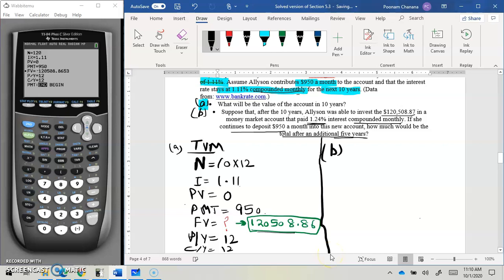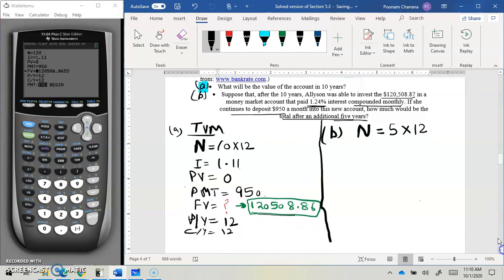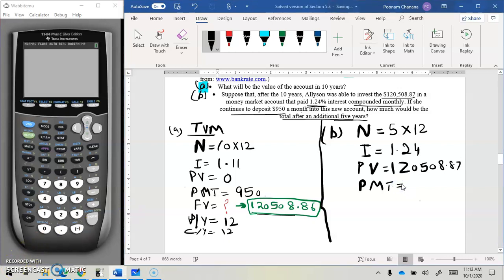Part B, using TVM solvers. What is N now? For next 5 years, every month she's still putting the payments, right? So 5 times 12, 60 more payments. Do you understand? I now is 1.24. Present value. Now in this case, she had this much money saved, so she put this much money in her account. At the present value is there. Payment, she's keeping on putting the payment in there. So she's continuing to add $950 every month still.